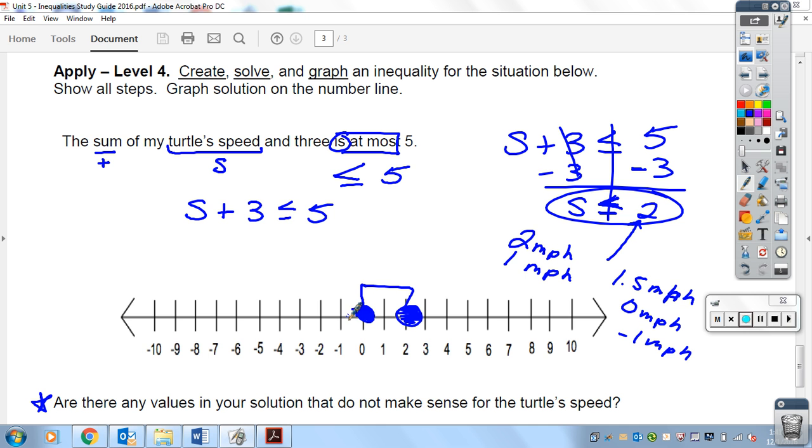Is it possible for this to be an open circle? Depends on the scenario. Sometimes you can't be 0. In this case, you certainly could be 0. But there are a lot of numbers in my solution that don't make sense. Namely, anything that's negative does not make sense.